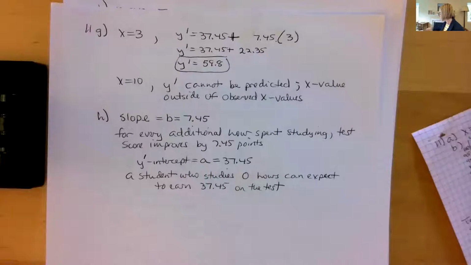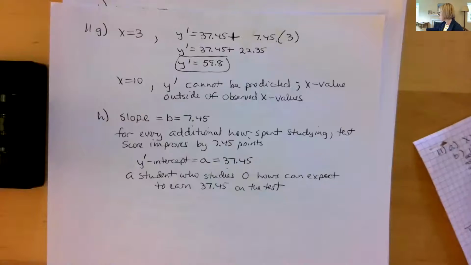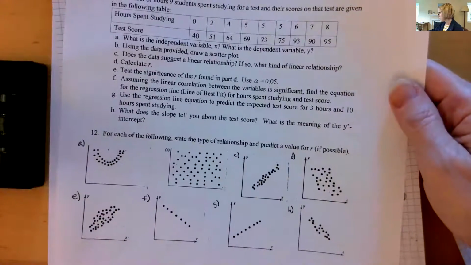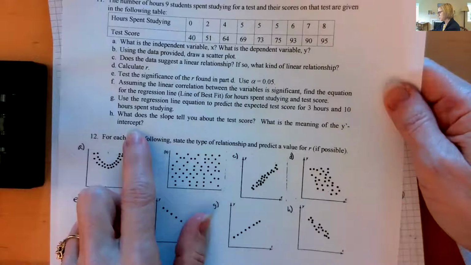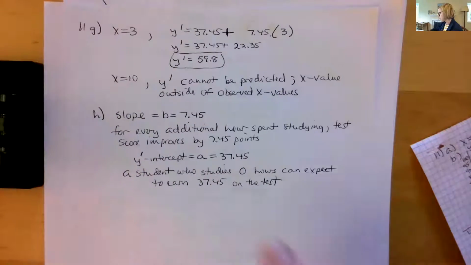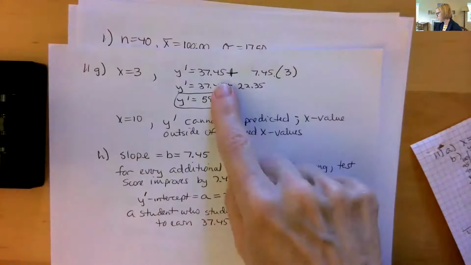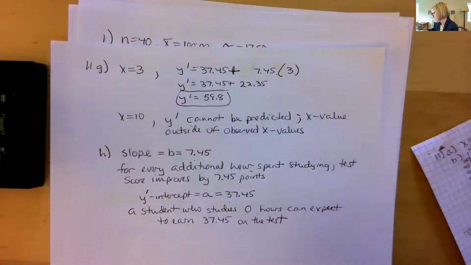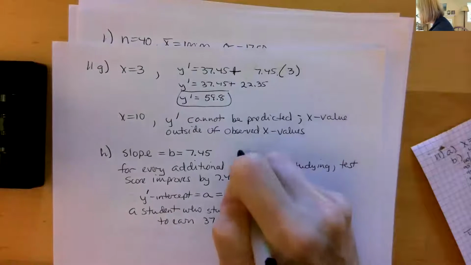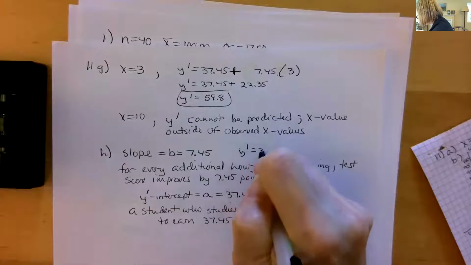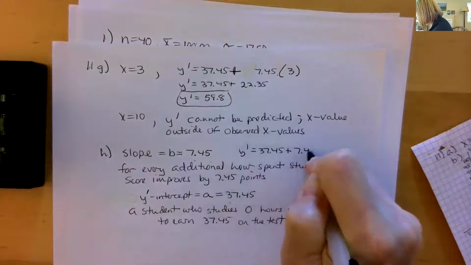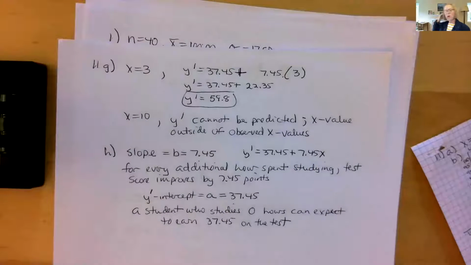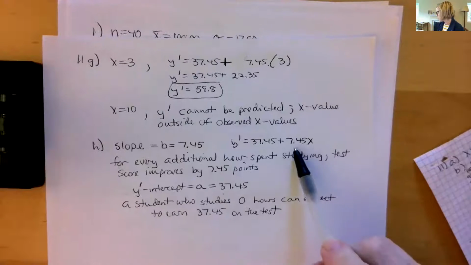Okay, so the last question here was, what does the slope tell you about the test score? What is the meaning of the Y prime intercept, the predicted Y intercept? So if we go back to this equation, let me write it down again so we have it. Remember, it was Y prime equals 37.45 plus 7.45x. So our slope is 7.45.